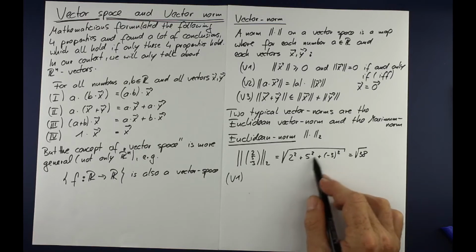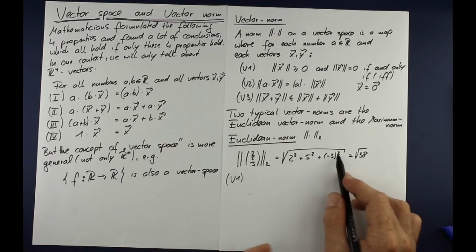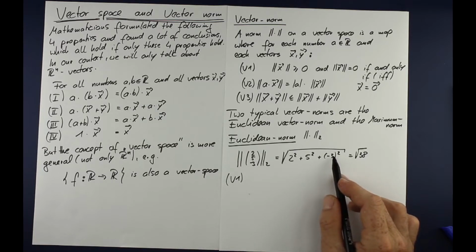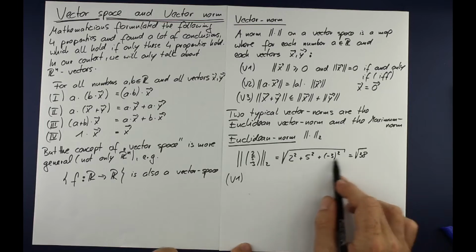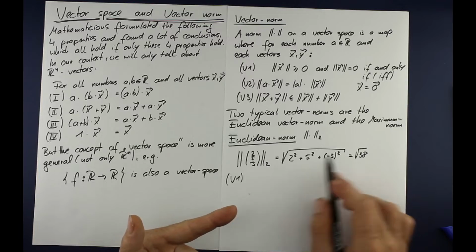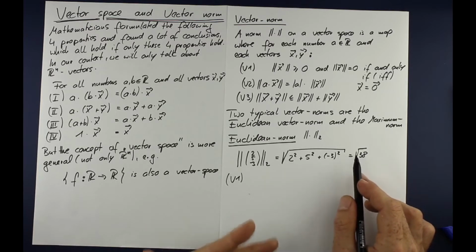Add to that once more a positive number or a 0, but never negative. Add to that a positive number or a 0, but never negative. So this sum is either 0 or more than 0. And then it's possible to take the square root out of that, and the answer is some number 0 or more than 0.